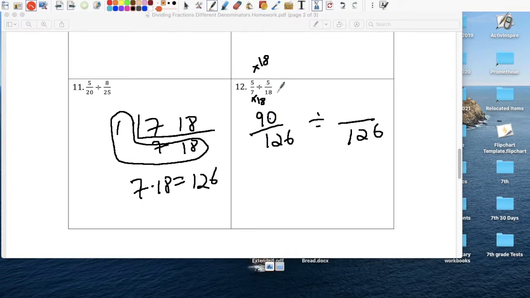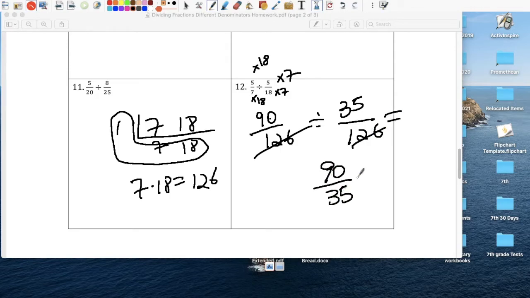And then 18 times 7 is 126, so I multiply the top by 7, and that gives me 35. Cross, cross. 90 over 35. So think, how many times can 35 go into 90?